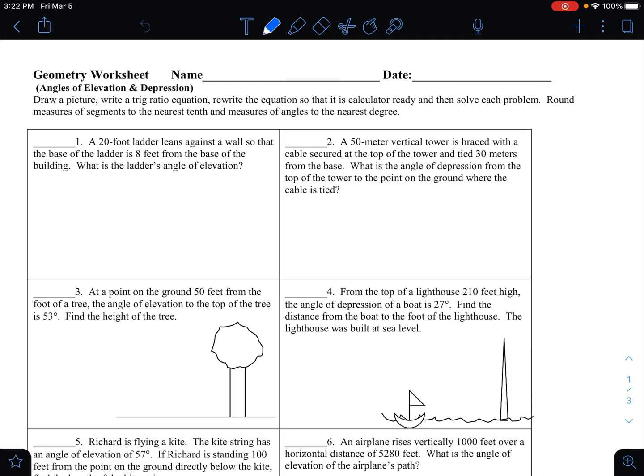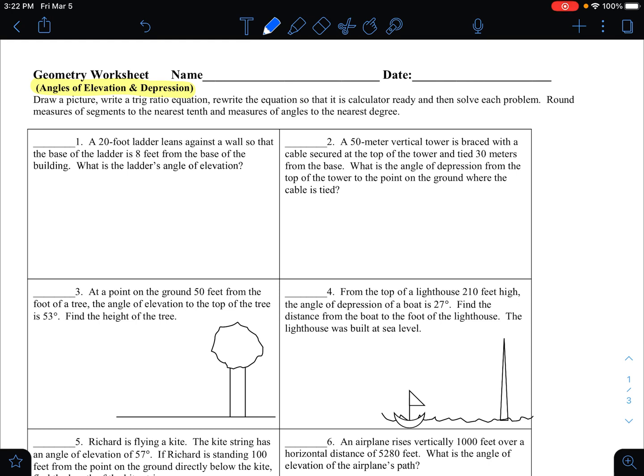All right, so I would like to go through angle of elevation and depression with you with these problems here. This is in your notes packet, kind of toward the back. I also have it linked on Schoology. So if you don't have this in front of you, you might pause the video until you get a copy of this. I am going to just go through a handful of problems.